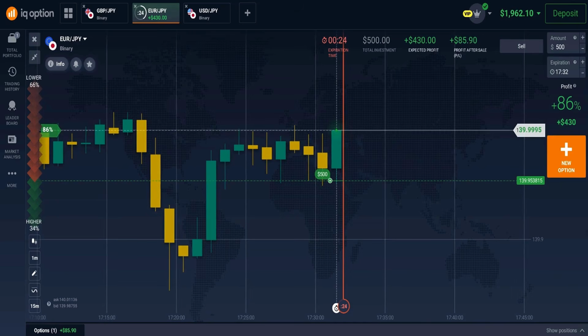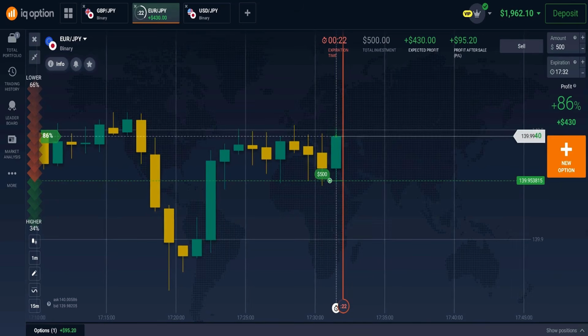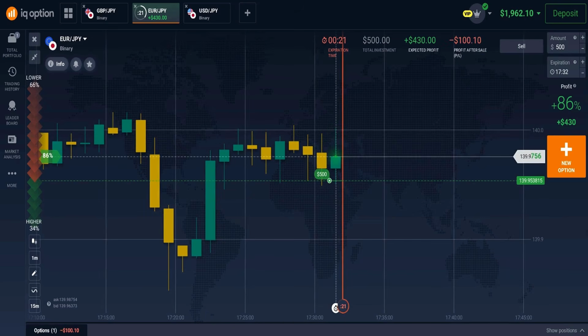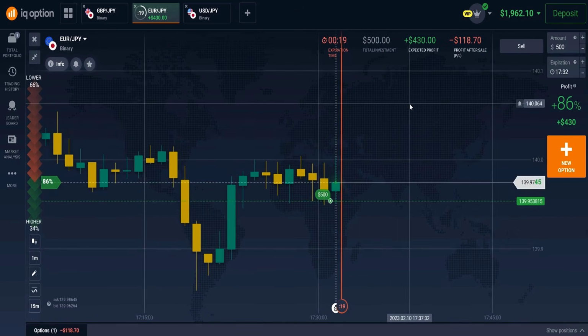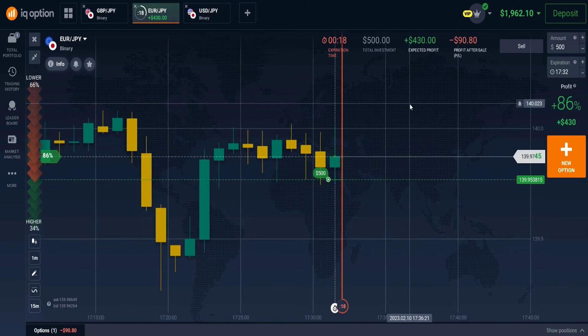After entering the buy trade, you will notice that the price stops falling and begins to stabilize. This pause itself is an important sign because it shows that sellers are losing strength.